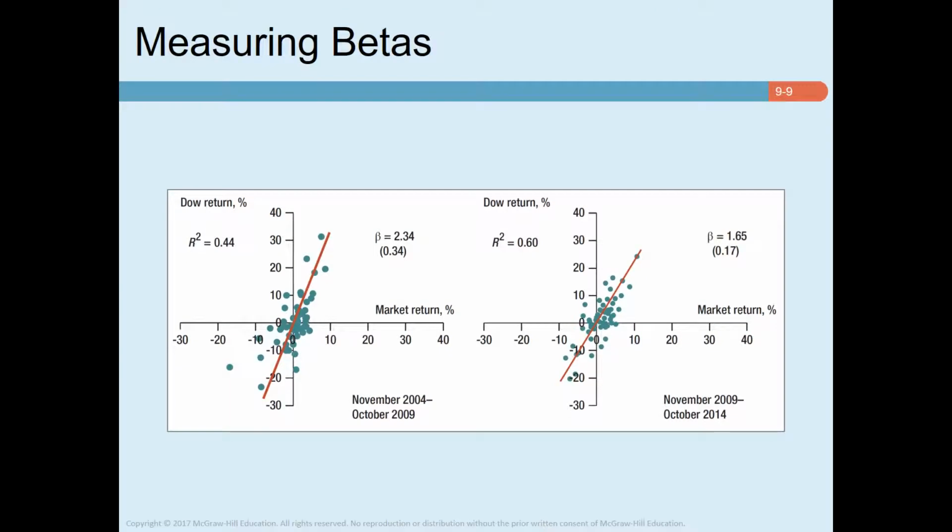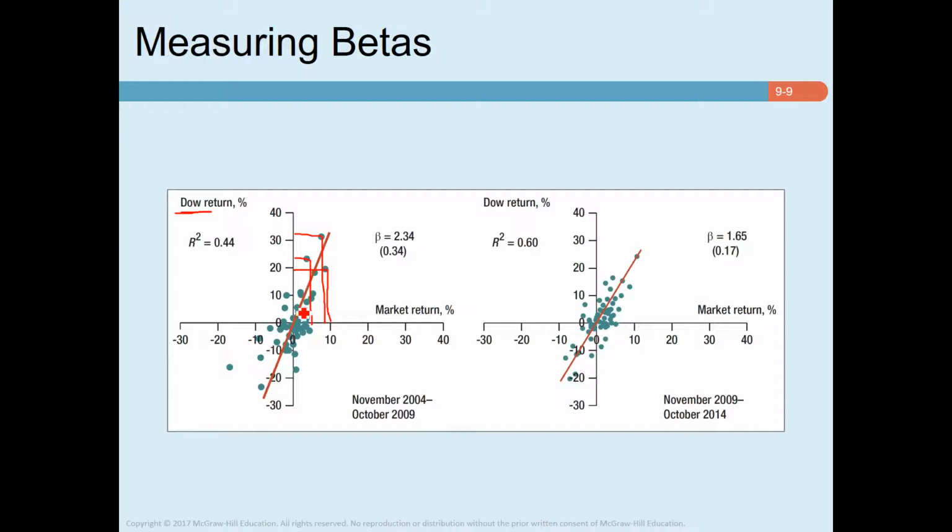Before that, look at this diagram where we have market return on the horizontal axis and stock return, which is Dow, on the vertical axis. Each dot indicates the individual stock return for a corresponding market return.